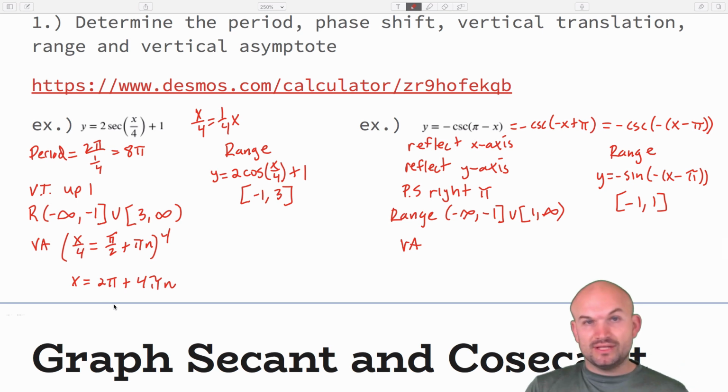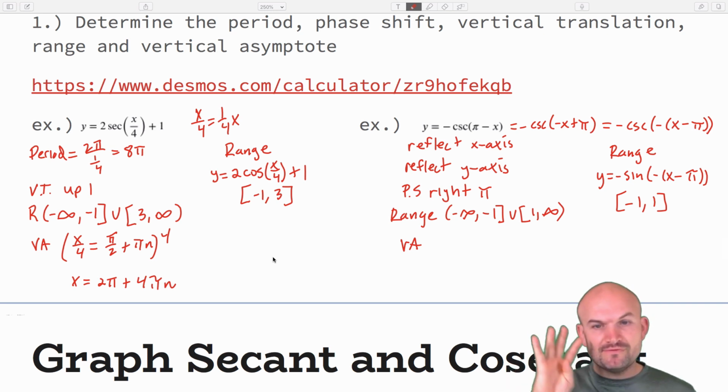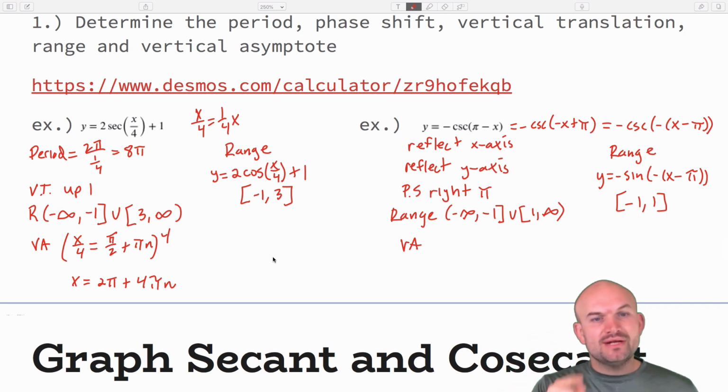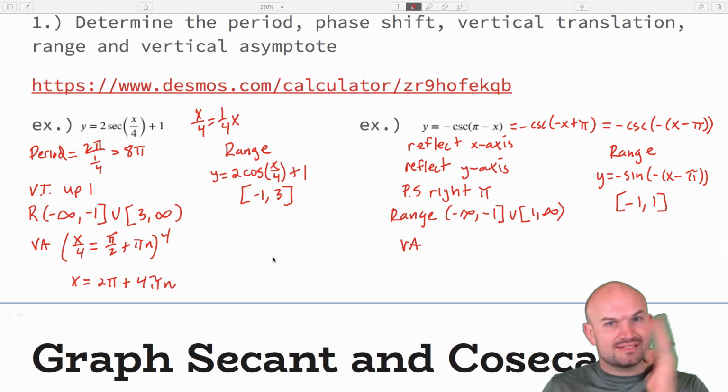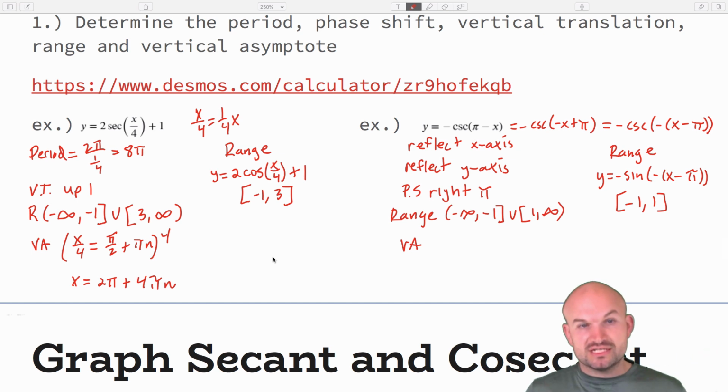Now again, you only have 2 equations for your asymptotes, right? It's either pi halves plus pi n or pi n. So how do you know which one? Well, you can either memorize them, you could guess, or my preferred method is to remember those 4 points on the unit circle. If you know those 4 points on the unit circle, you can identify when the secant is going to be undefined, and then hopefully understand it's going to be undefined at pi halves plus pi n.